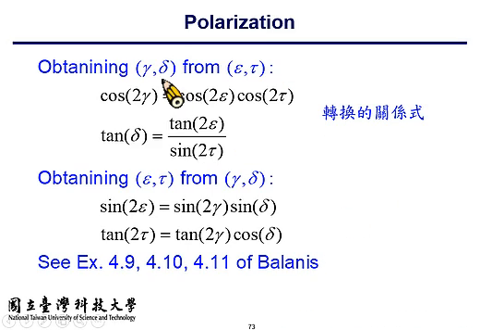So the thing that you need to be aware of is the transformation between gamma and delta to epsilon and tau. See examples 4.9, 4.10, and 4.11 in your textbook. You will come across one of these problems in your midterm. Once you substitute, this equation will be provided on the exam sheet.